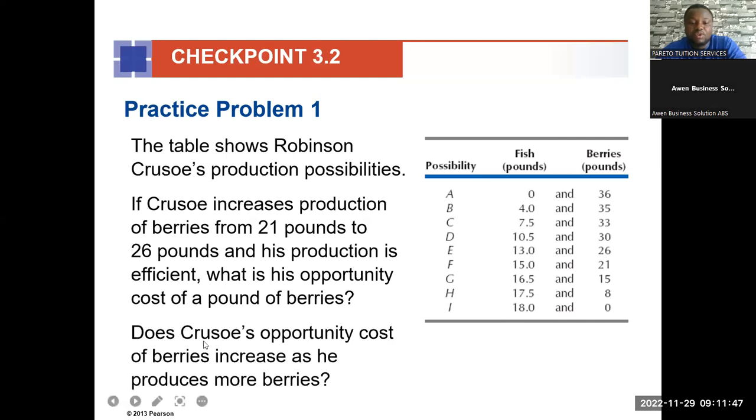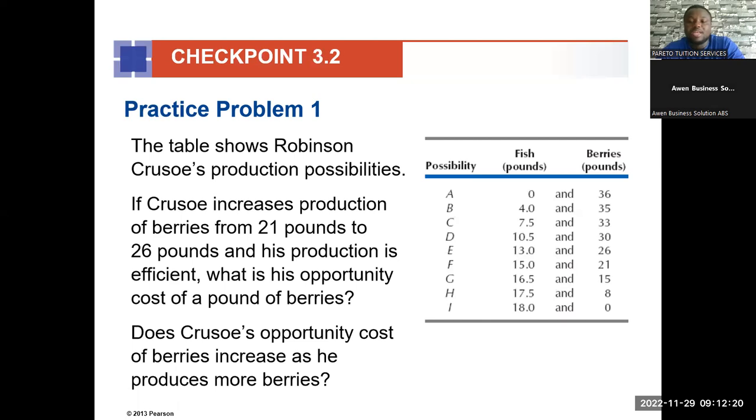Right. And then the follow-up question is, does the opportunity cost of berries increase as it produces more berries? Okay, we just want to know if there's increasing opportunity cost. Now we know the opportunity cost of moving from F to E, that's increasing the production of berries from 21 to 26 pounds. So if you want to know if the opportunity cost will keep on increasing, let's move again. Let's move from E to D. That is, let's increase the production from 26 to 30.